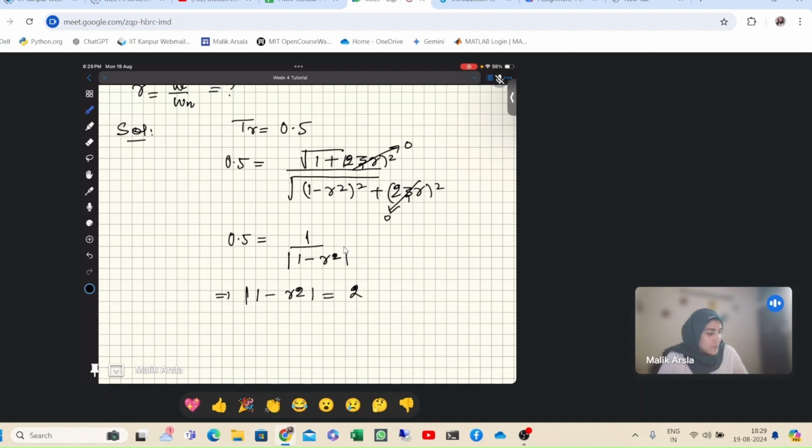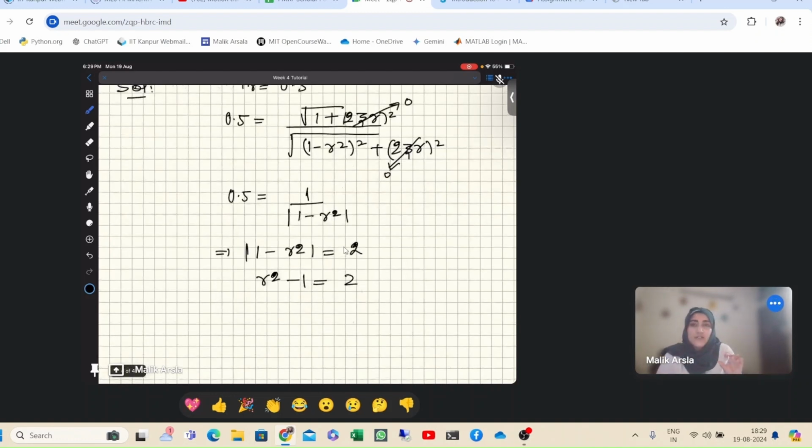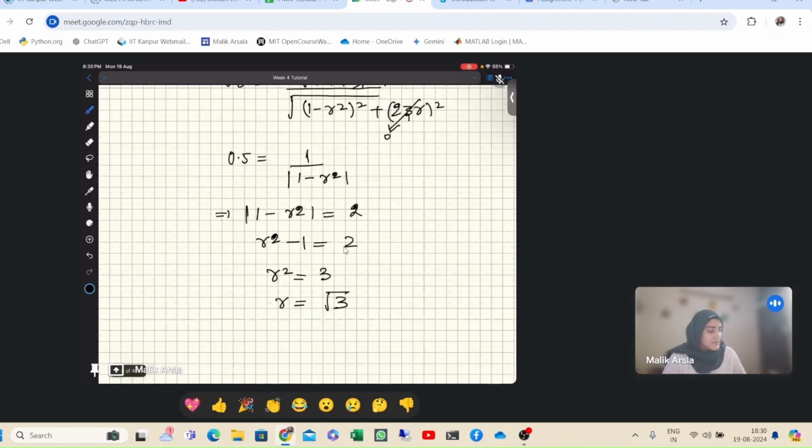Now since this is modulus, it has to open always in a positive sense, so it will be r square minus 1 is equal to 2. Otherwise r square will be negative, which is not possible, so we are opening it like this. So r square is equal to 3 and r is root 3, plus minus.